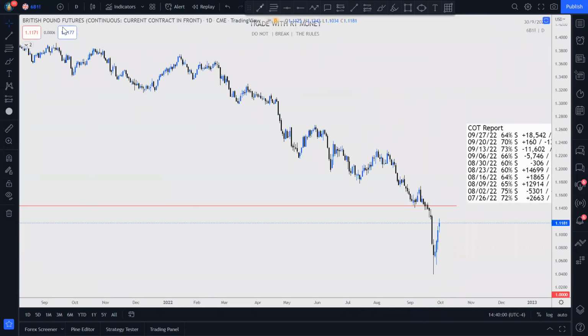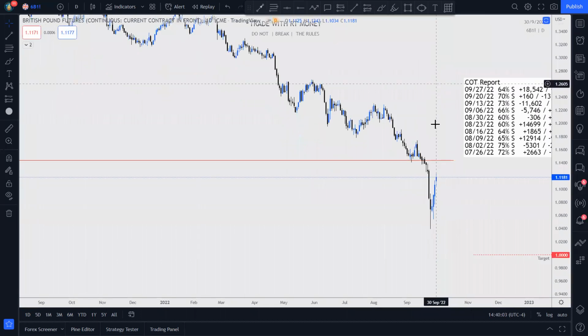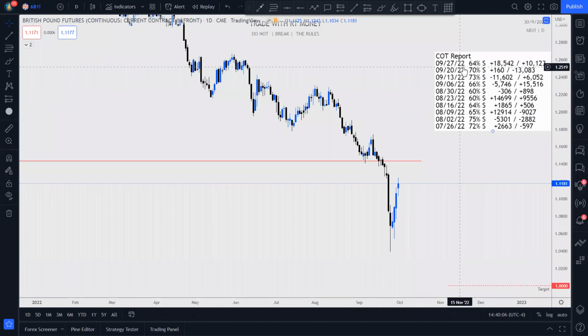Okay, let's go to the British pound. Now, this one's interesting, just like the euro. All right, let's look at what the COT report says. It says that 64% of banking institutions are short. They've added 18,542 long positions. They also added 10,123 short positions. But what were they doing prior? I should have asked that with the euro, right? They were 73% short 3 weeks ago. Now they're 64% short, right? That's interesting to me.